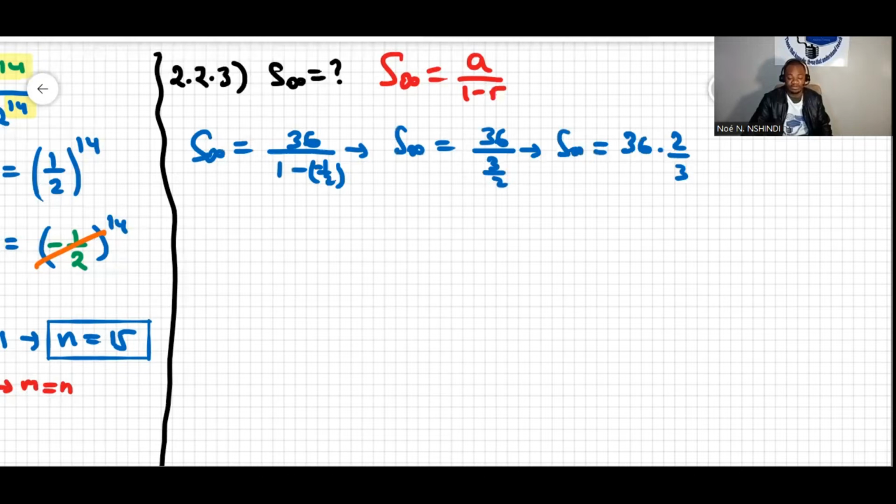And then we can use the calculator here, or we just solve this, because as you know, 36 and 3 simplify, so you're left with 12. 12 times 2 is 24. So the sum to infinity will be equal to 24. So s infinity will be equal to 24.